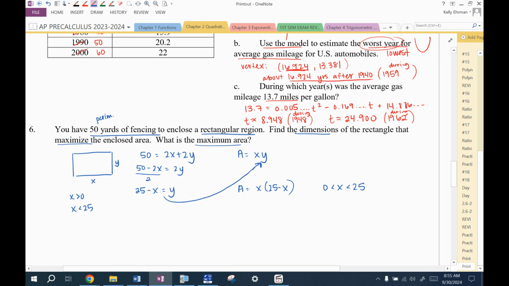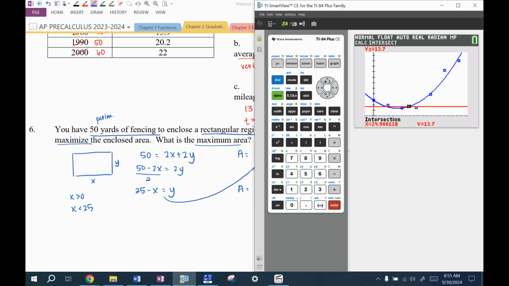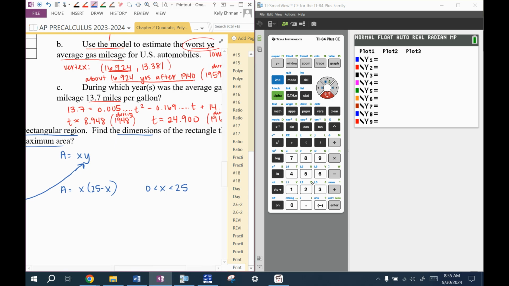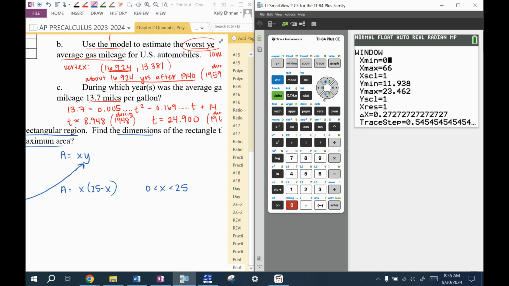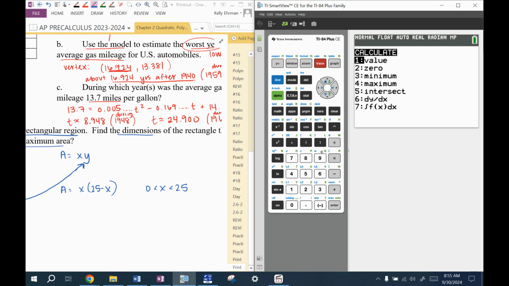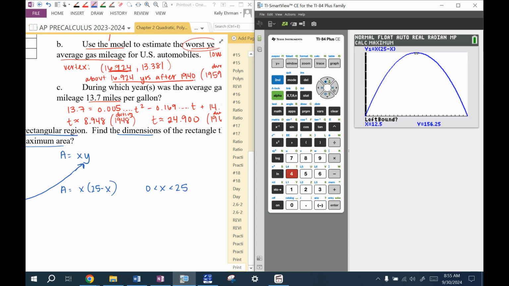All right, so here's the area. I need the dimension, so I need to find x and y. So I can graph this. So clear, clear, turn off your stat plot. I'm not bothering to distribute the x through, although I could. I'm just going to do this. And then my window goes from 0 to 25. And I zoom fit. So there's a nice looking parabola, and then I just need to find the vertex. This time the vertex is a maximum.